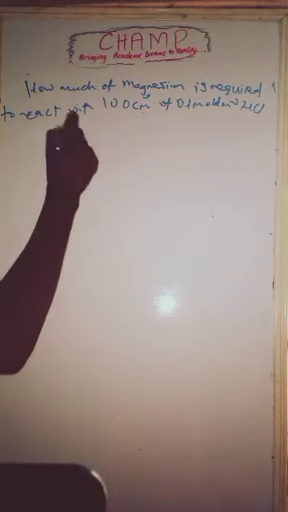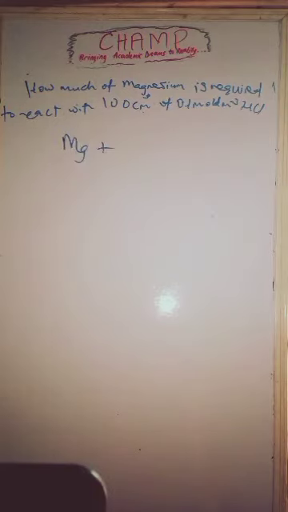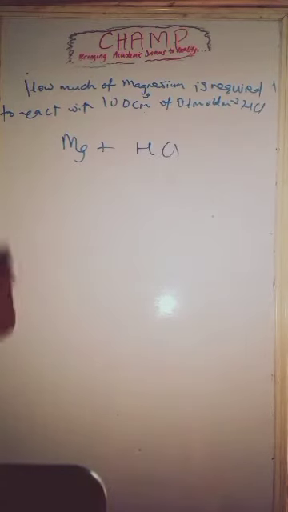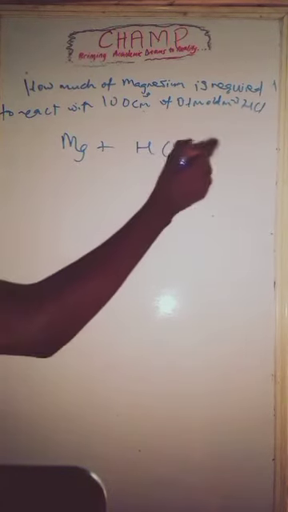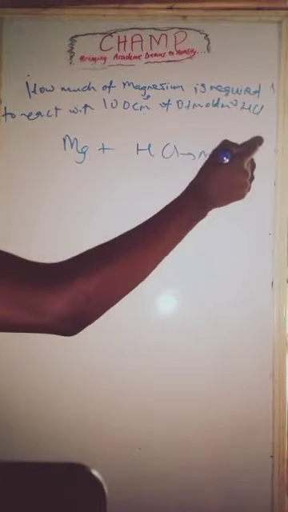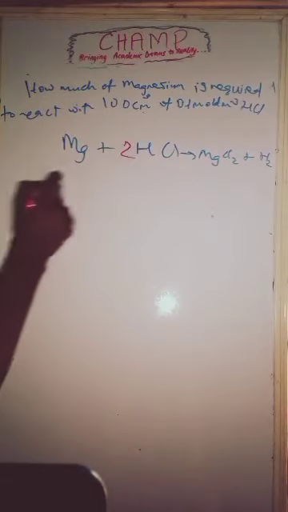You have magnesium. Are you following? And you have HCl. So yes, let's go for the first method. So this will give you MgCl2 plus hydrogen gas. So this is the equation of reaction. Try to balance it. Yes, so it's balanced now.